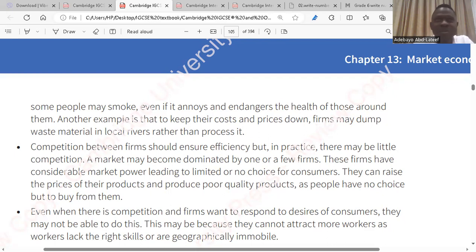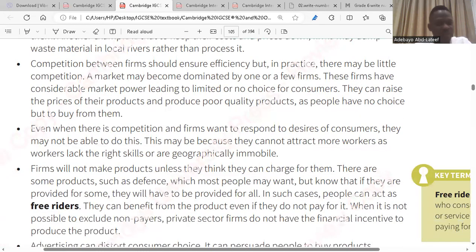And how can they do this? They can do this by kicking out those that they think are not powerful. They can collude. They can form a cartel. Do you get it? The third point.